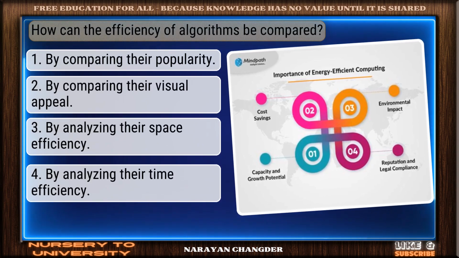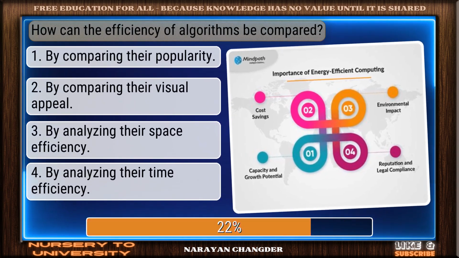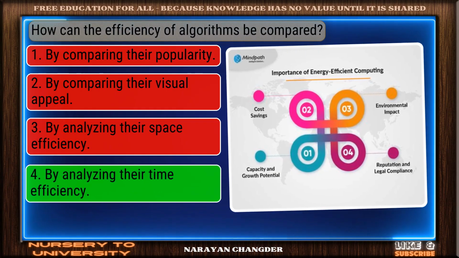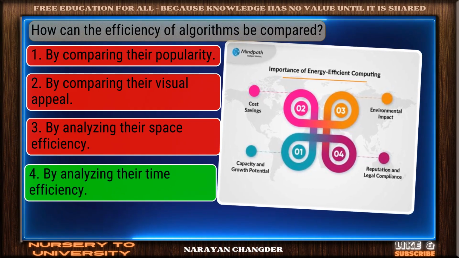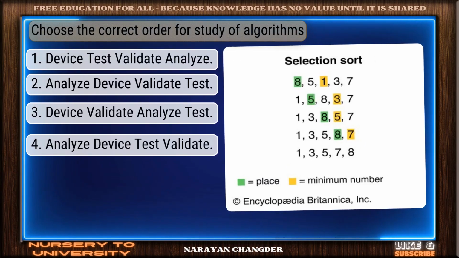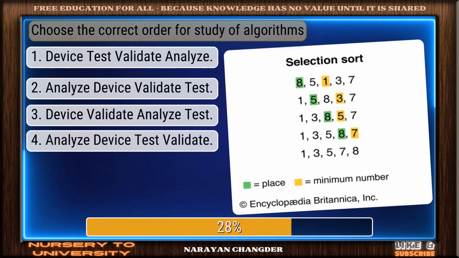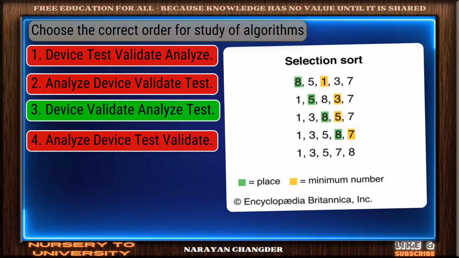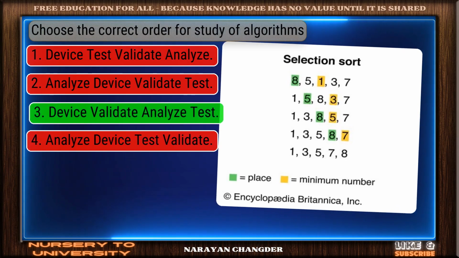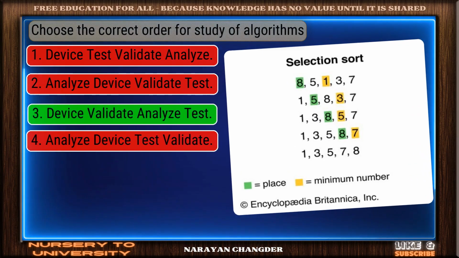How can the efficiency of algorithms be compared? You chose by analyzing their time efficiency, and it is correct. Choose the correct order for study of algorithms. Right choice. Design, validate, analyze, test is the best answer.